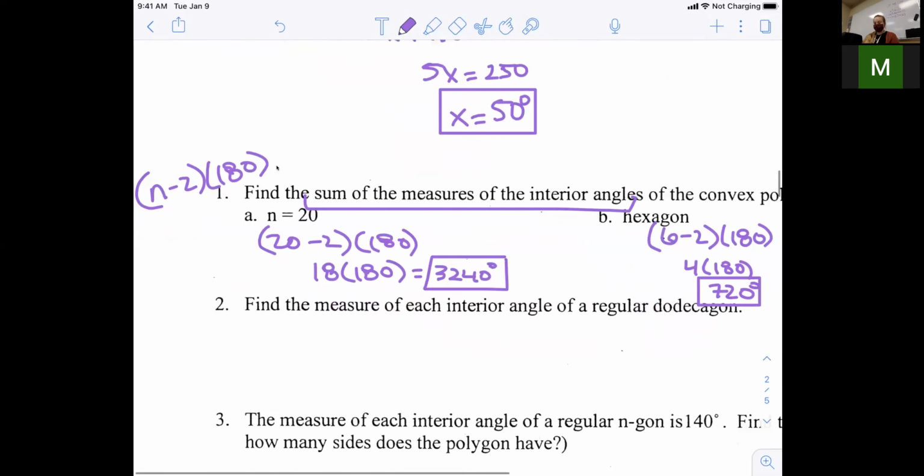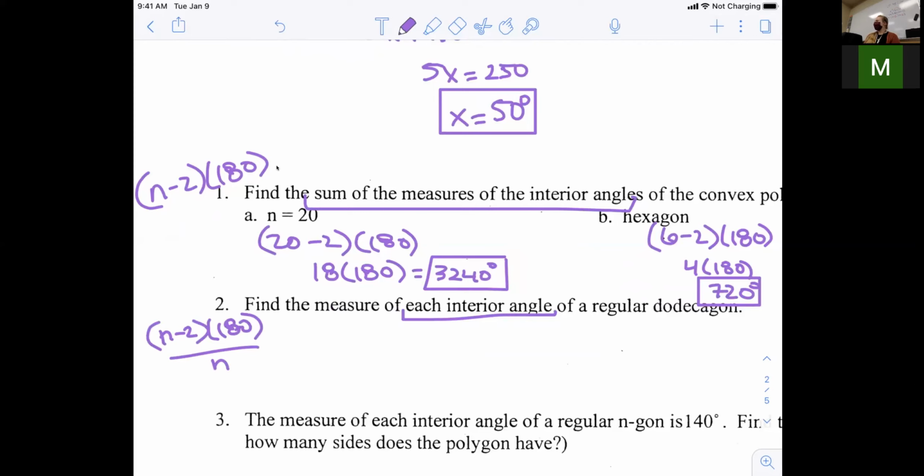All right, number 2. This one asks for the measure of each interior angle. I have to find the measure of one single interior angle. I'm going to use that same formula, but I'm going to divide by n because I want to find not the sum. I want to find one single one. So (n minus 2) times 180 over n.